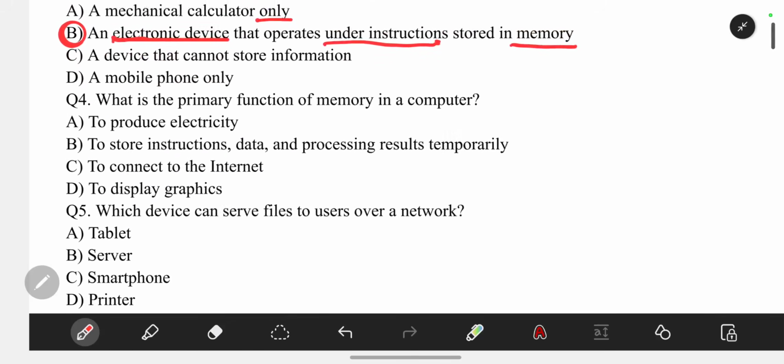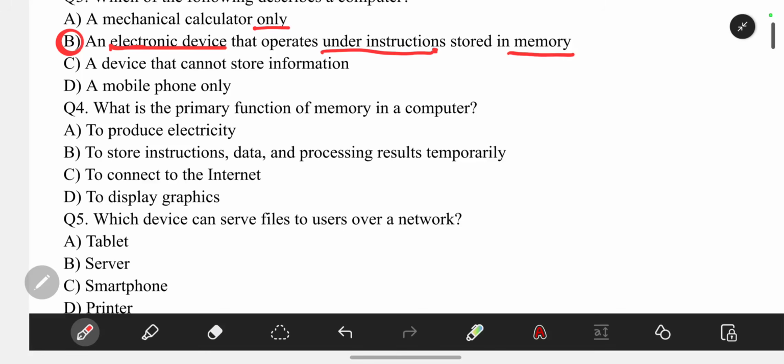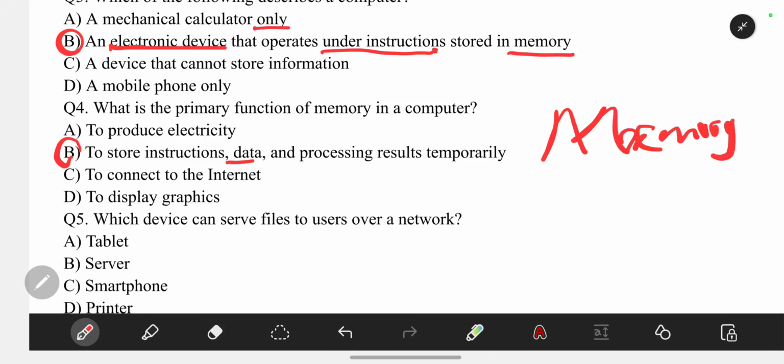Number 4, what is the primary function of memory in a computer? So the primary function of memory is to store instructions, data, and processing results temporarily. So if you have to do with memory, it simply means you are storing that information for a temporal period of time, so that those instructions and data can be processed and also be executed. So the answer for question 4 is B.